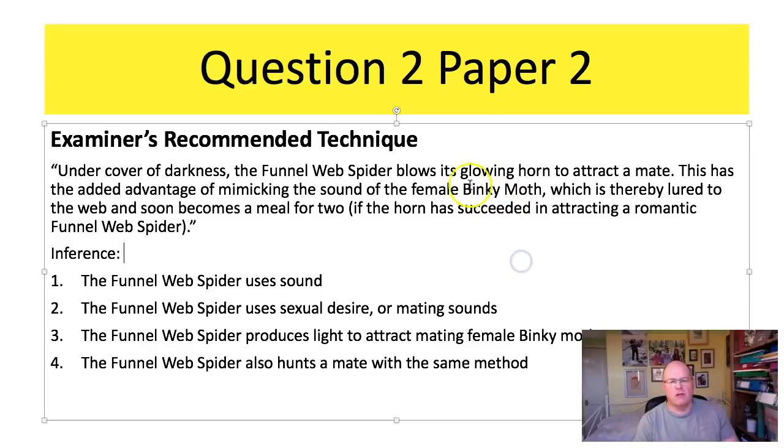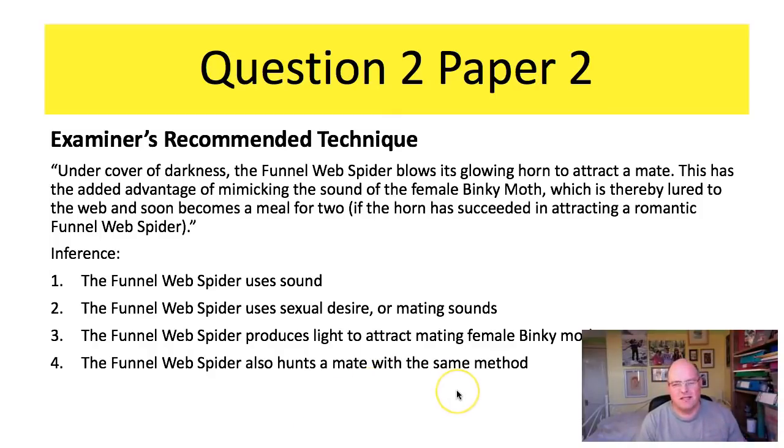Now, what you might not have noticed is an inference that you can make from the glowing horn here. If the horn is glowing rather than just blowing, it is using light to attract the mating female. So that's another method. And if you're being really sophisticated, this is more sophisticated than an exam question probably, we can argue that the funnel web spider is also hunting, not to kill, but is hunting a mate of its own, and thereby attracting the mate with this glowing horn. So it's trying to hunt a mate with the same method.